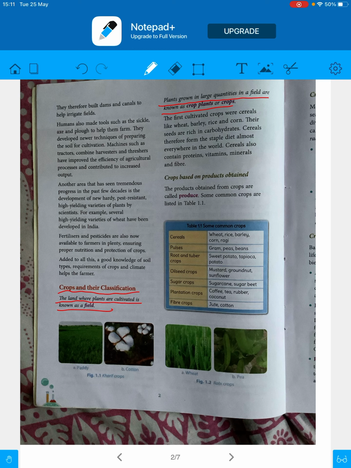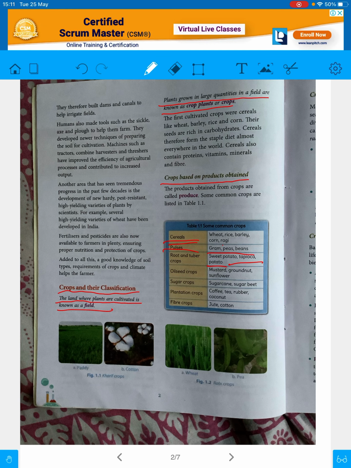Then we have learned the classification of crops based on the products obtained. Suppose wheat, barley, rice, ragi, all these are known as cereals. Pulses are gram, peas, beans. Root and tuber crops are what? Sweet potato, tapioca, potato. Oilseed crops are what? Mustard, groundnut, sunflower, right? Sugar crops are sugar cane and sugar beet. Plantation crops are coffee, tea, rubber, coconut, right? Fiber crops are jute, cotton.